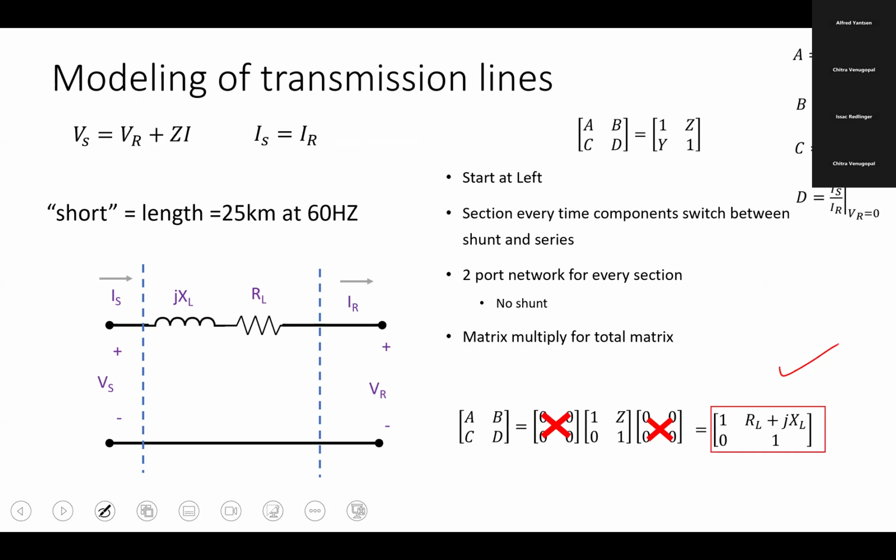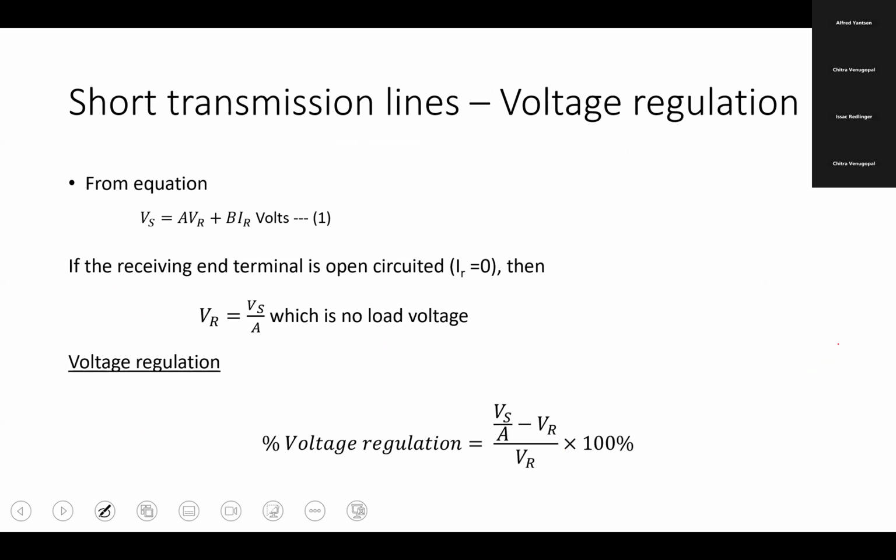All right. So the voltage regulation. After you get this, how do you calculate the voltage? Why are we doing these ABCD parameters? Mainly because we wanted to calculate how much voltage is sent at the sending end and how much is received at the receiving end. So receiving end voltage is given by Vs over A.